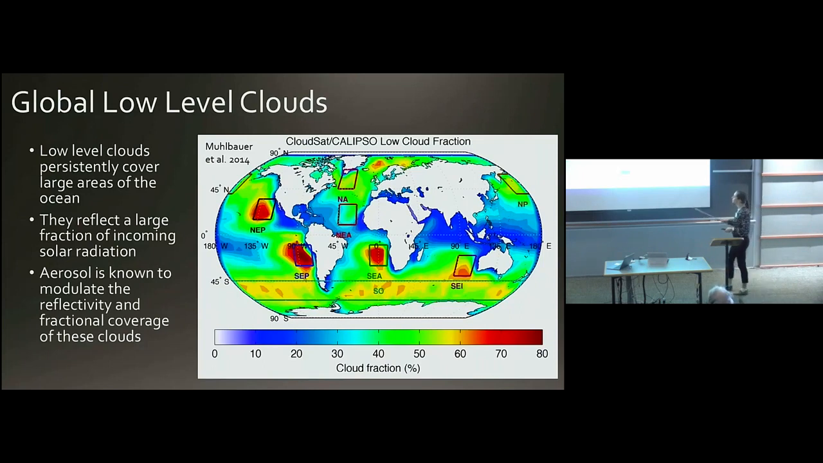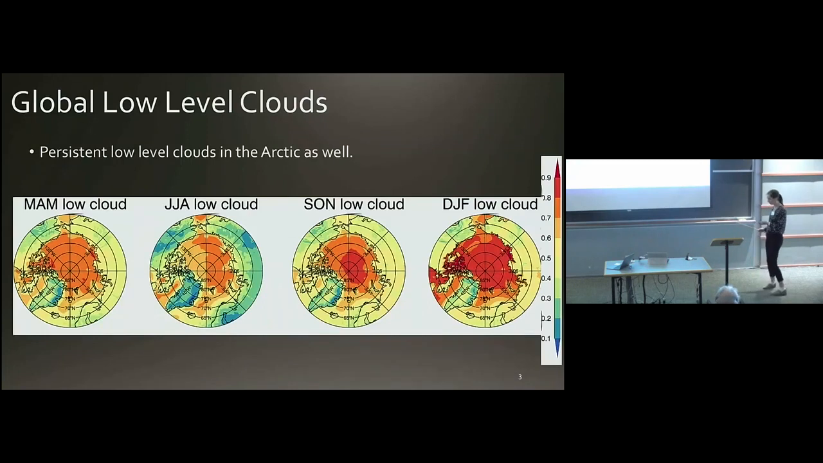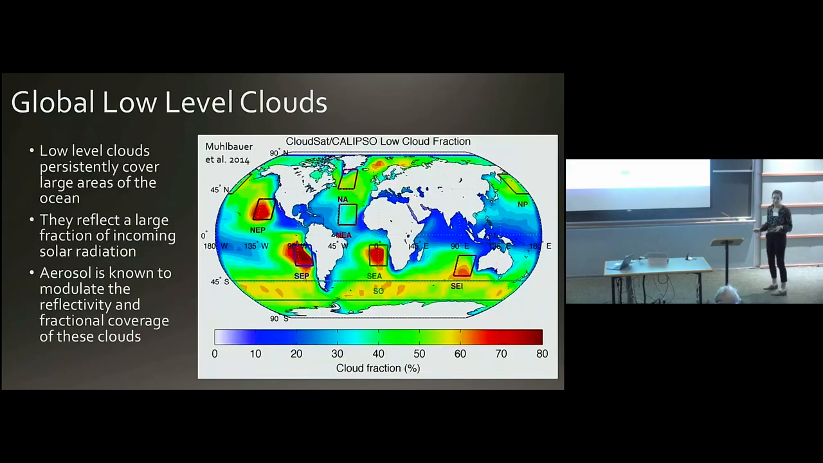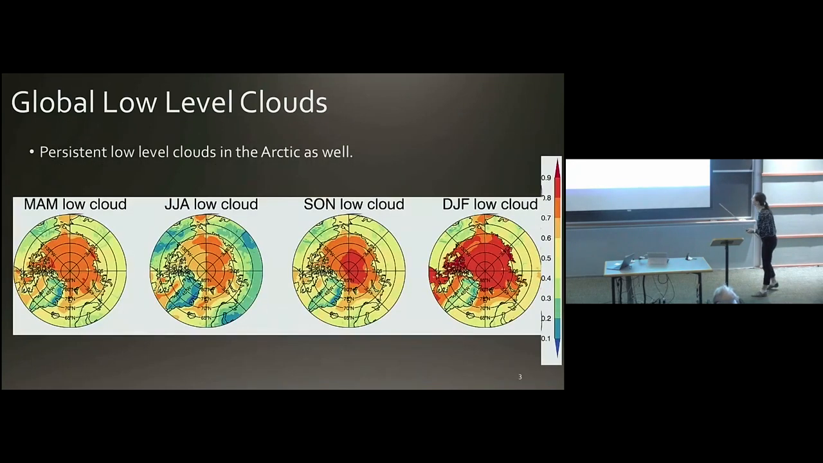Aerosol concentrations are known to modulate the reflectivity and fractional coverage of these clouds, and we've heard a lot about those processes this morning. One thing we didn't hear so much about is that these sorts of clouds also occur in the Arctic. The Arctic is essentially whited out on this map. So let's change perspective for a second and look at the Arctic. Here we see low-level cloud coverage as a function of season, and it doesn't matter too much which season you look at. We have persistently present low clouds, with cloud fractions exceeding 60, 70% in these seasonal averages.